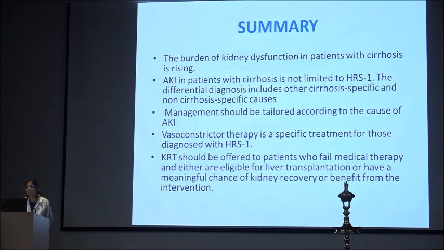So, summarizing, the burden of kidney dysfunction in patients with cirrhosis is rising. AKI in patients with cirrhosis is not limited to HRS. The differential diagnosis includes other cirrhosis-specific and non-cirrhosis-specific causes. Management should be tailored according to the cause. Vasoconstrictor therapy is a specific treatment for HRS, and kidney replacement therapy should be offered to patients who fail medical therapy, or are eligible for liver transplant, or have a meaningful chance of kidney recovery or benefit from the intervention.